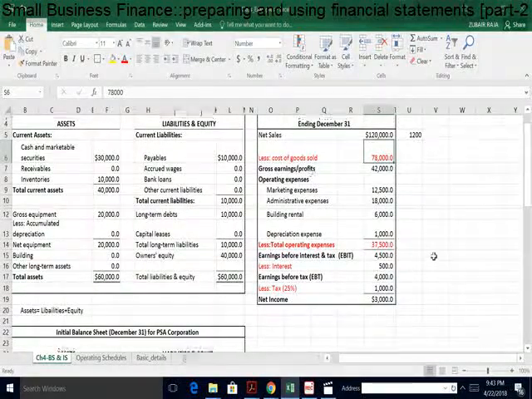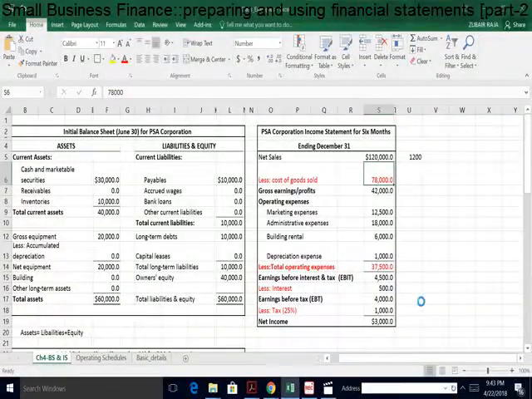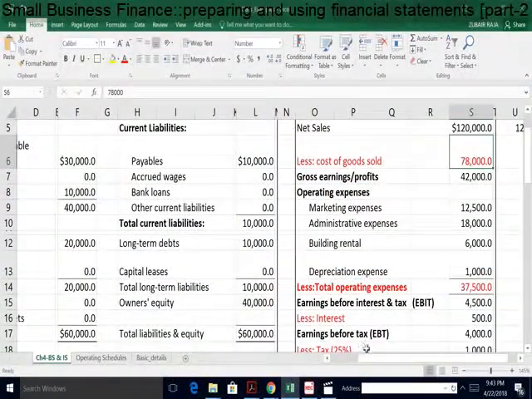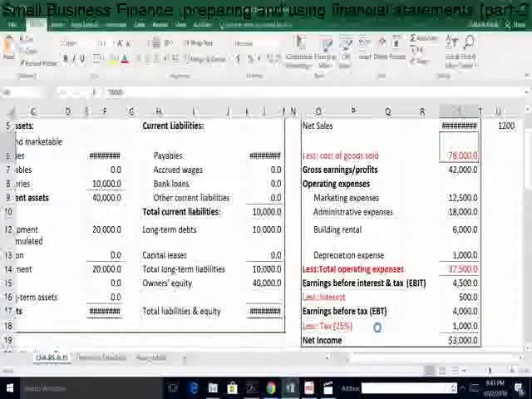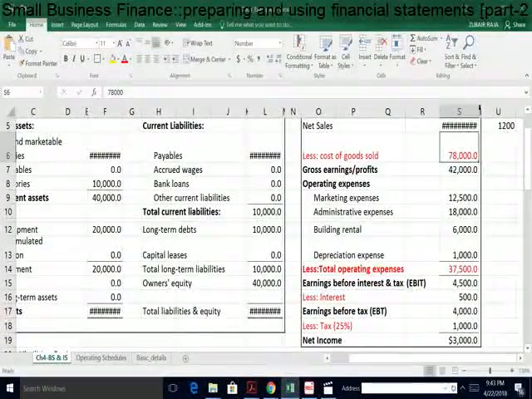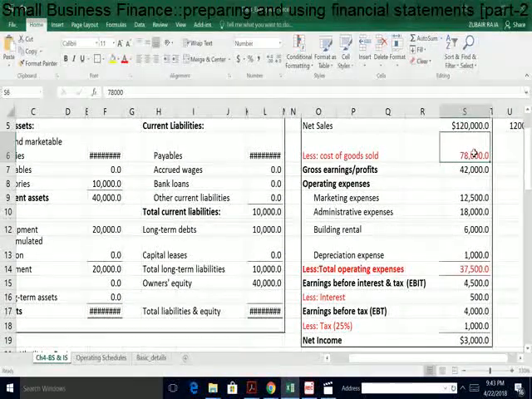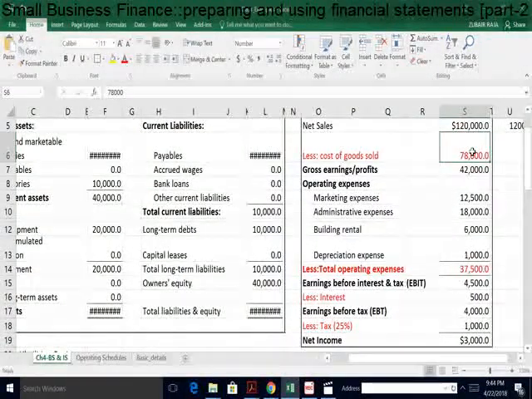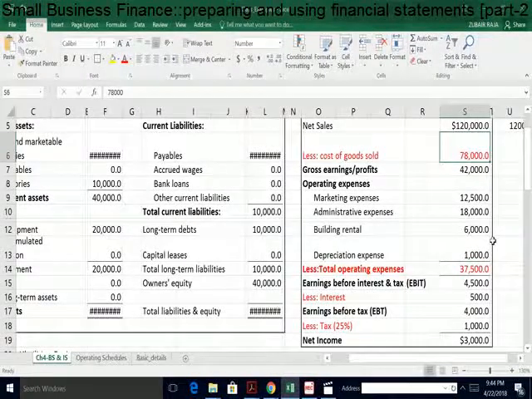Then you have to subtract the cost of goods sold. This is red in color. Let me just make it a bit bigger so that you can easily see that. If you subtract from 120,000 this 78,000, you will get 42,000. So 78,000 is what? It's the cost of goods sold. It is the direct cost of making those scanners.